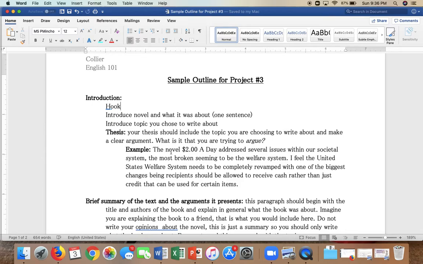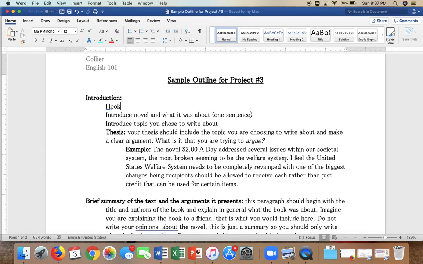My example is: the novel $2 a Day addressed several issues within our societal system, the most broken seeming to be the welfare system. I feel the United States welfare system needs to be completely revamped, with one of the biggest changes being recipients should be allowed to receive cash rather than just credit that can be used for certain items. So this is a very rough draft. I would have to go back and revise this quite a bit, but it's very clear what I'm trying to say and why I'm explaining that.